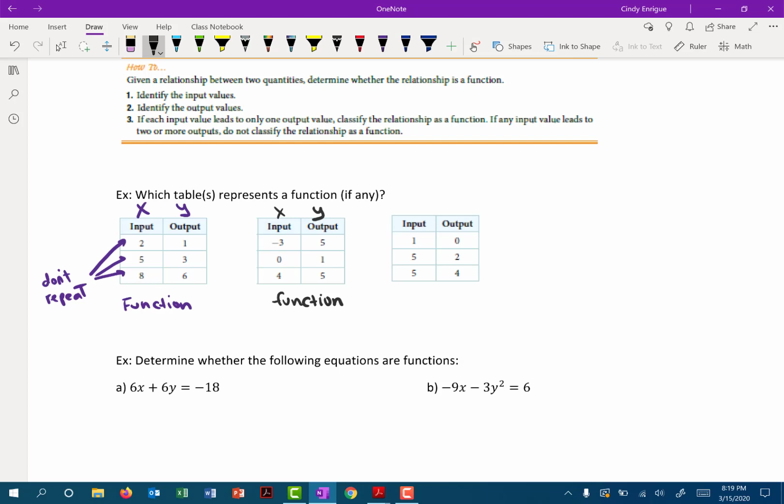However, when I start looking at the last table for my x and my y, I see that 5 is repeated in my input. And because that repeats, we're going to have to say that this is not a function. So because the domain, the x values, had 5 twice with different outputs, it is not a function.